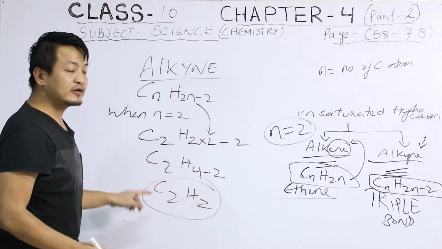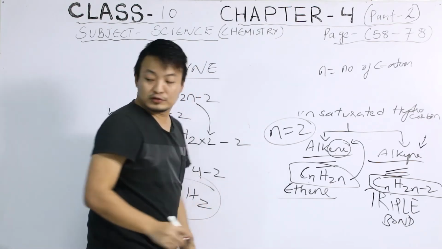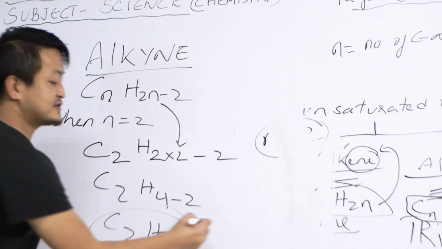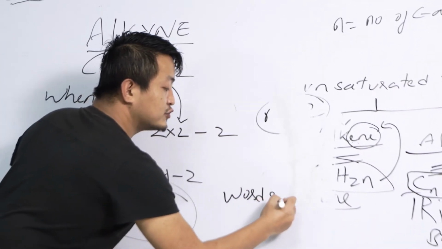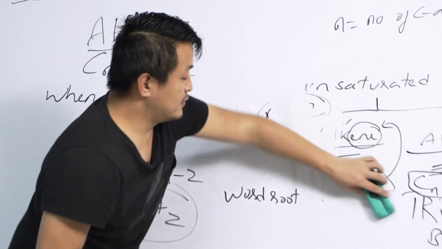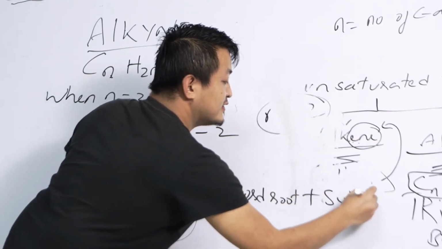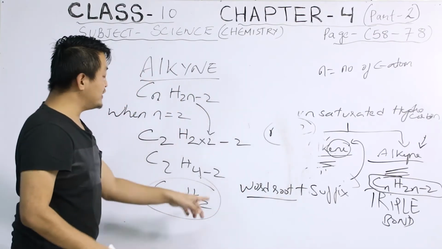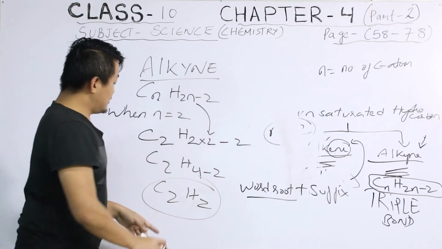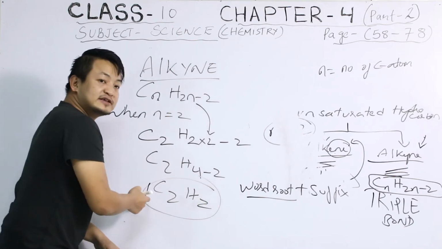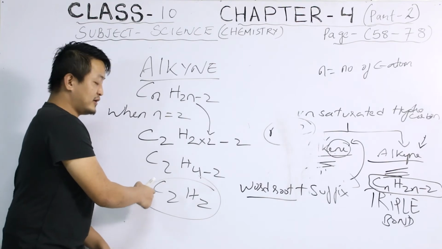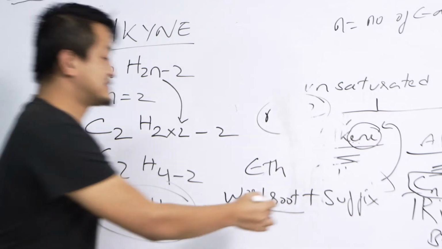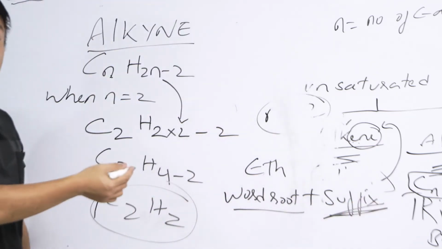The name of this compound. So we'll apply the same rule. Now, students, word root plus suffix. Word root means how many carbons are there. Just by looking at this formula, we have 2 carbon atoms here, right? So it will be ETH. Clear? Now, suffix means which formula we are using.